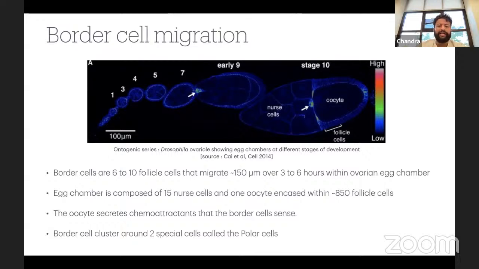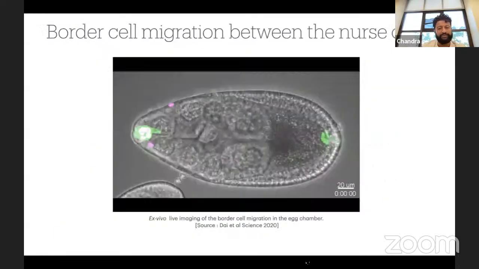And they have to travel through these nurse cells, which are bigger cells, 15 of them. They go between these nurse cells and reach the oocyte. And the oocyte secretes something that attracts this cluster of border cells. So that is the contextual problem. But the beautiful thing is that this system can be imaged ex vivo, which means that you have very good images.